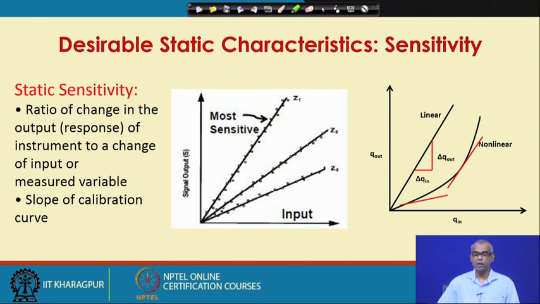Let us talk about now desirable static characteristic sensitivity. Sensitivity is the ratio of change in the output of the instrument to a change of input or measured variable. So, it is change of output divided by change of input. So, how much output changes by unit change in input, that is a measure of sensitivity. Basically this is indicated by the slope of calibration curve. If the calibration curve is linear, this slope will indicate the sensitivity.